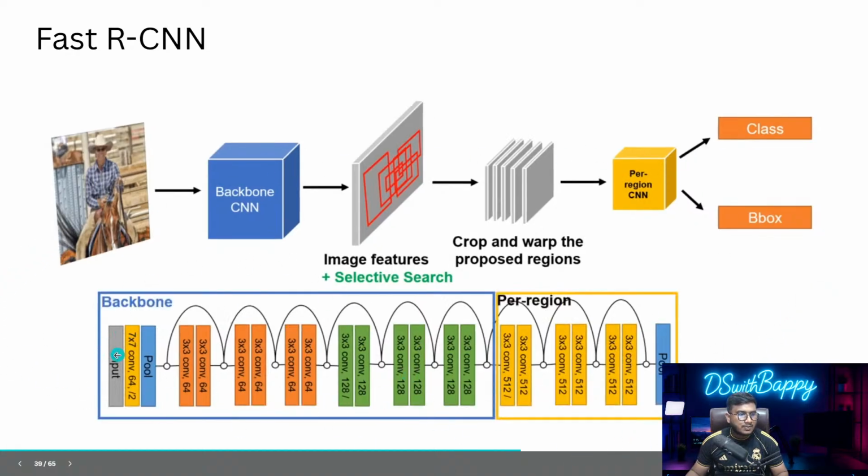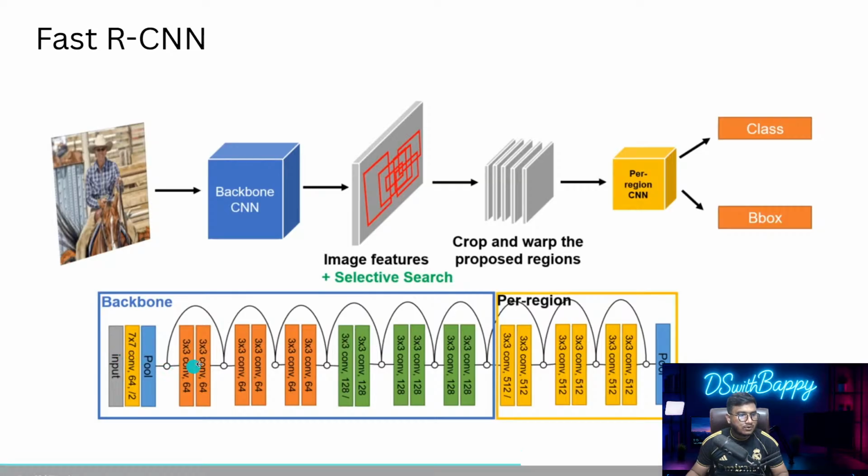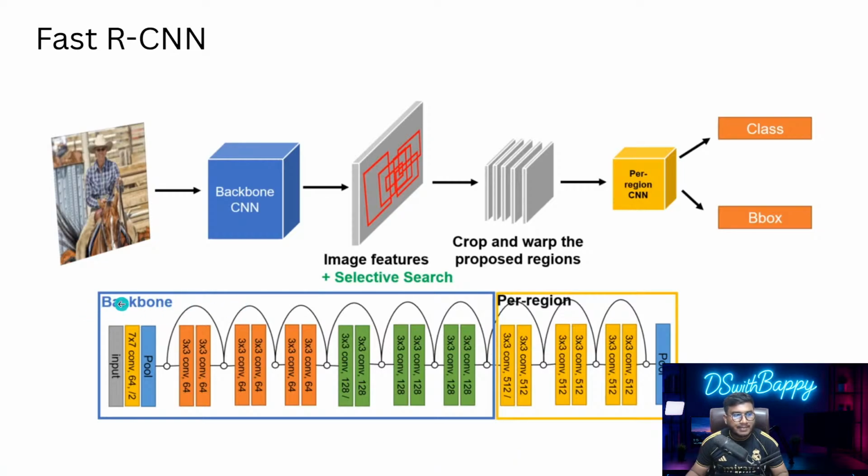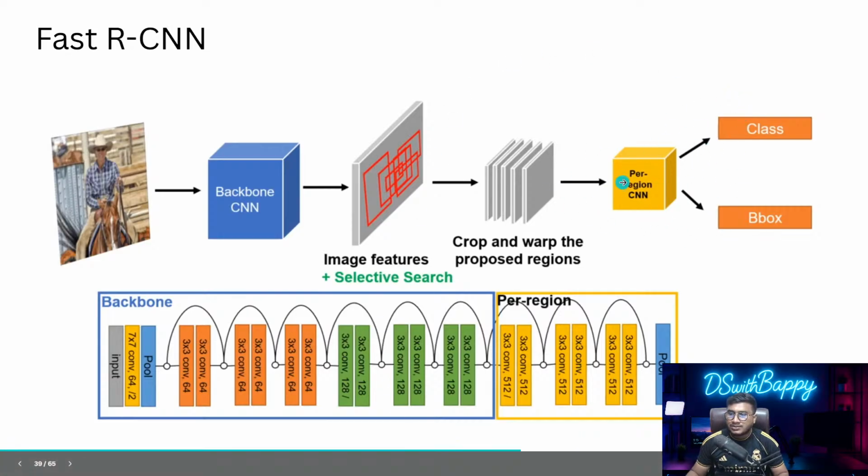Now in the first part, 1, 2, 3, up to 15. So 15 layers they're using for the backbone. That means this particular CNN, and the per region, that means this neural network, you can see this CNN, it is using 1, 2, 3, 4, 5, 6, 7. So 7 layers it is using for the per region CNN.